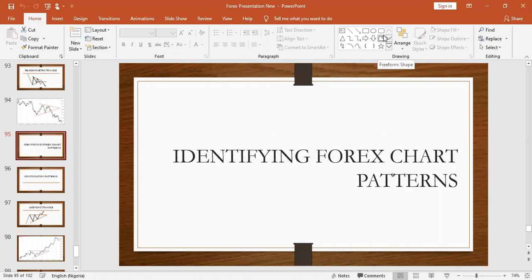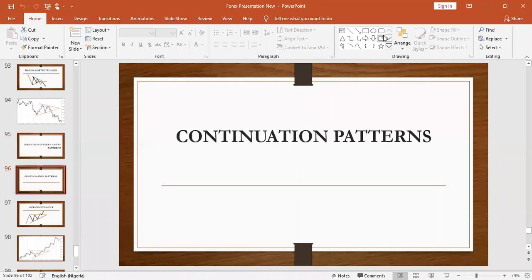And this is a continuation from our previous discussion identifying Forex chart patterns. We are actually looking at some continuation patterns. During the last discussion, we talked about the asymmetrical patterns, the asymmetrical bullish pattern and the asymmetrical bearish pattern. Those are the two we looked at.